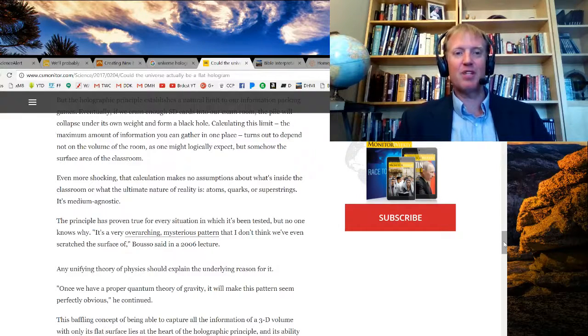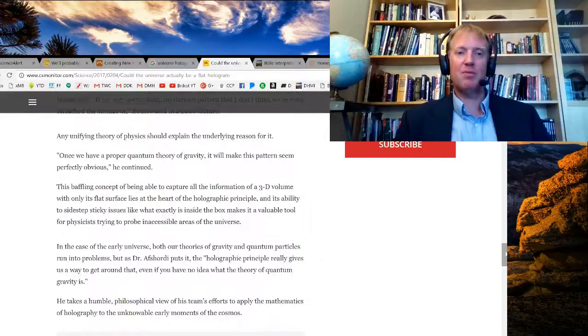The principle has proven true for every situation in which it's been tested. But no one knows why. It's a very overarching mysterious pattern that I don't think we've even scratched the surface of, Bousso said in a 2006 lecture. Any unifying theory of physics should explain the underlying reason for it. Once we have a proper quantum theory of gravity, it will make this pattern seem perfectly obvious, he continued.